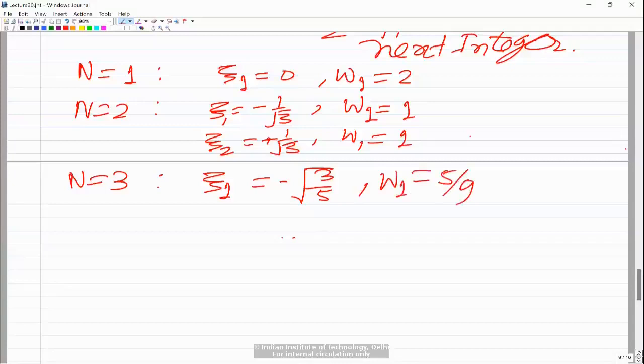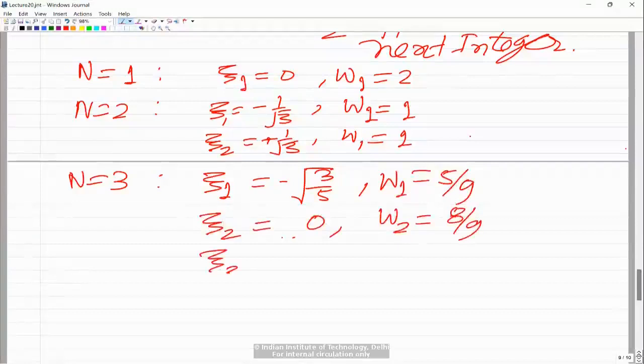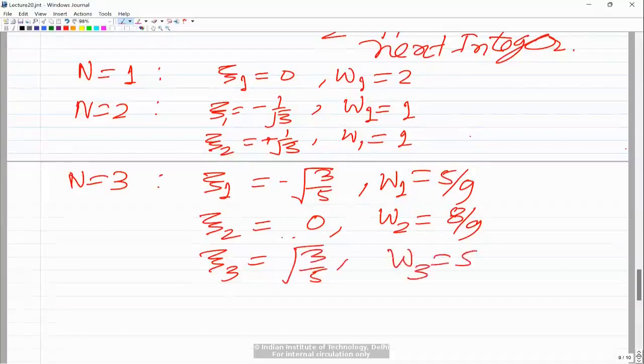Xi2 for this case is 0, and the weight factor w2 is 8 by 9, and then xi3 is plus 3 root 3 upon 5, and the corresponding weight factor w3 is 5 by 9. So these are the various weight factors, sorry, the Gauss points for one point integration.